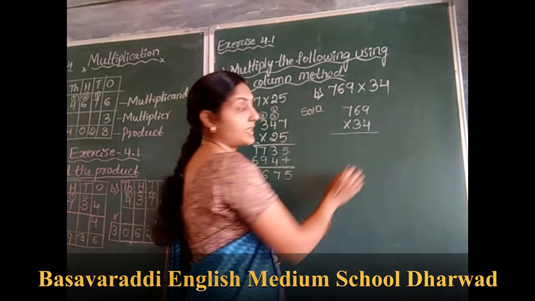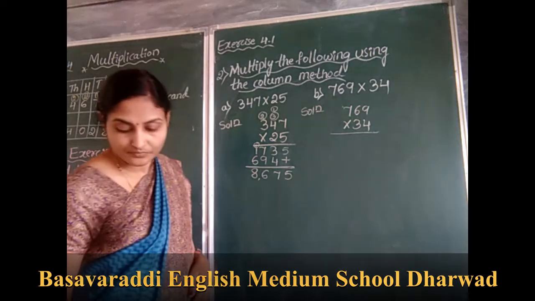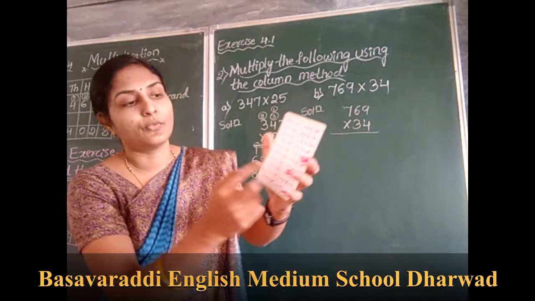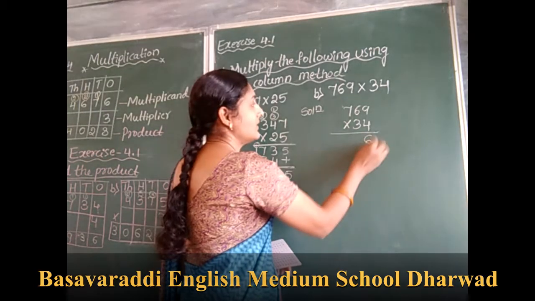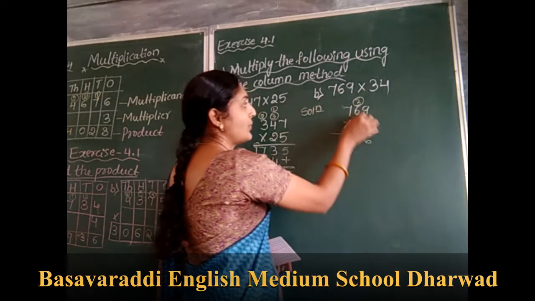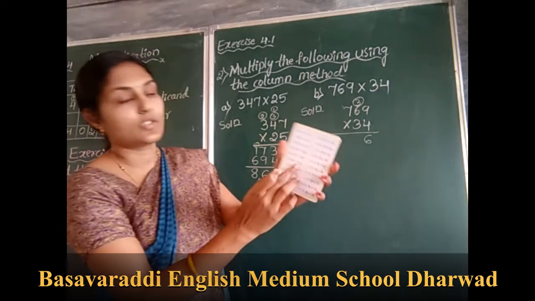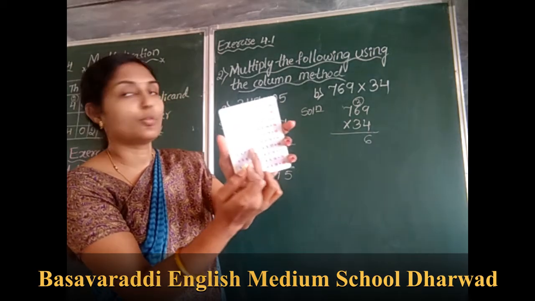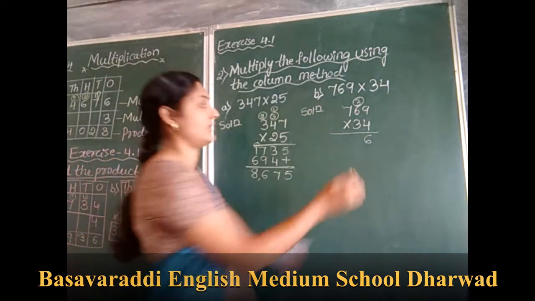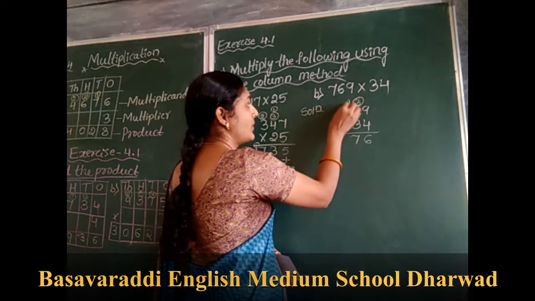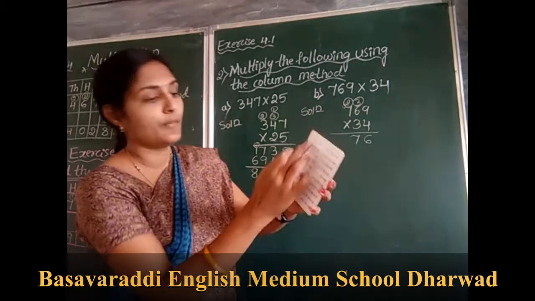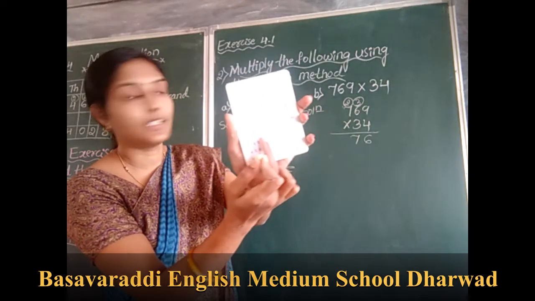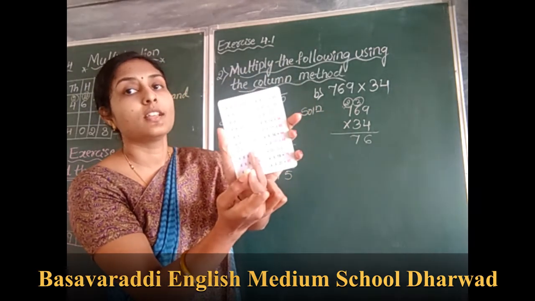So 4 nines are 36. 6 is here, 3 carry over. Next, 4 sixes are 24, the 24 plus 3 is 27. So write 7 here, 2 carry over to the hundreds place. Next, 4 sevens are 28. The 28 plus 2 is 30.